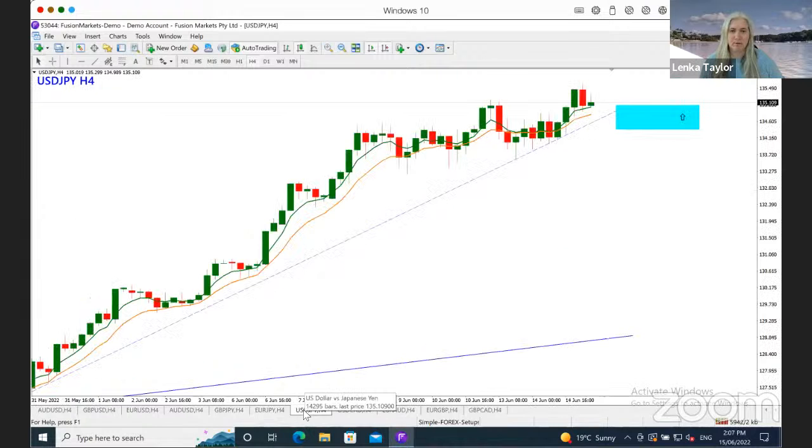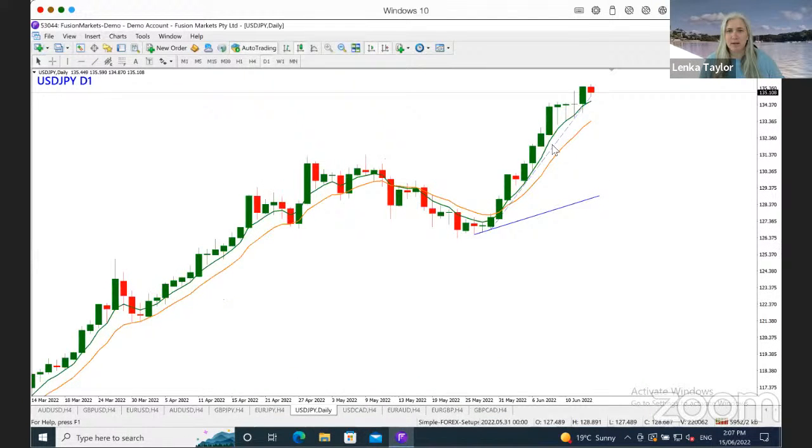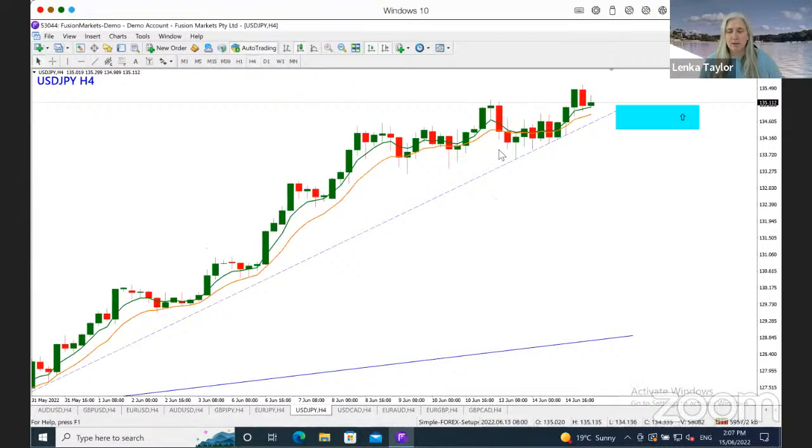Next currency pair I'm looking at is USDJPY. USDJPY, again, back in the uptrend. So we're looking to keep going with the trend, if we have any pullback.